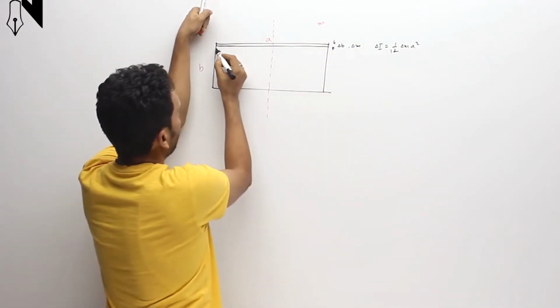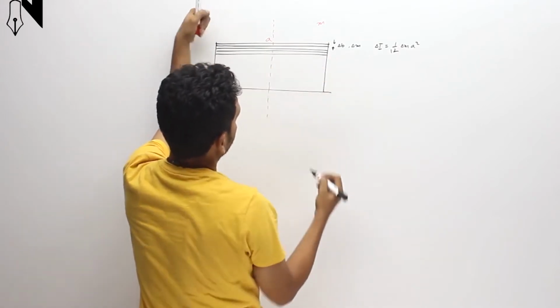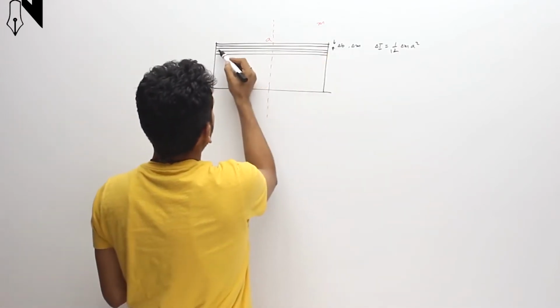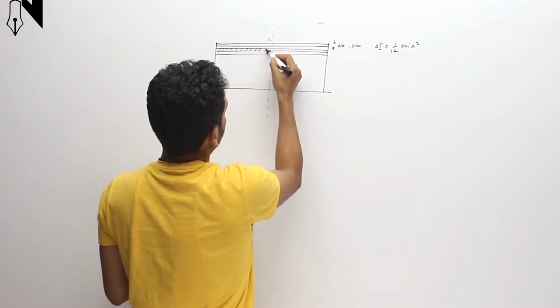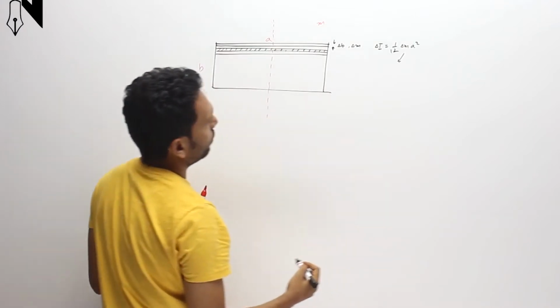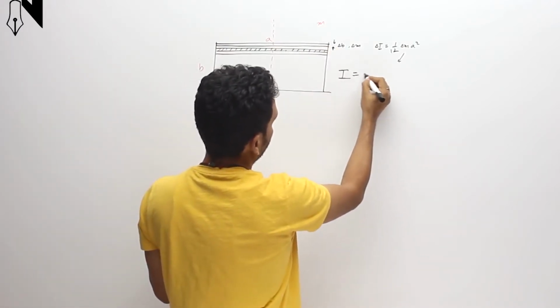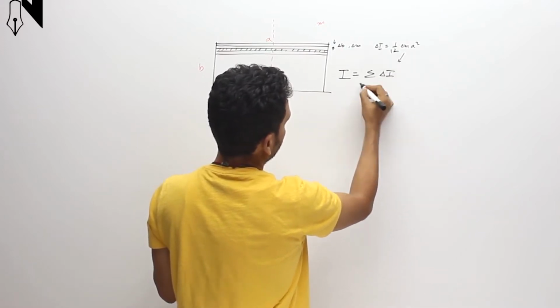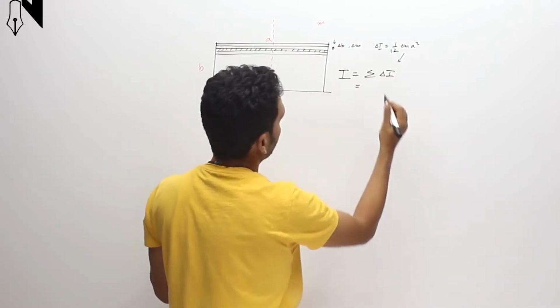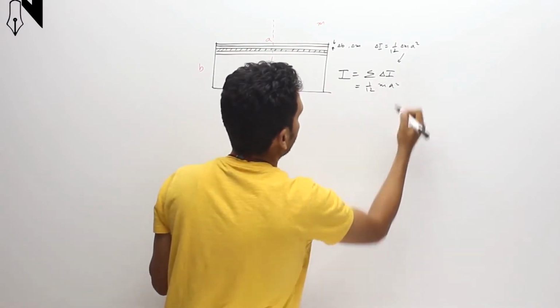So if I keep on adding rods like this of delta B thickness, then what would be the moment of inertia of any given rod, say this one in between? That will again be 1 by 12 delta m a square. So what will be the moment of inertia of the whole thing? That will be summation of all these moments of inertia. So we'll see that B never comes into picture and it will be 1 by 12 m a square.